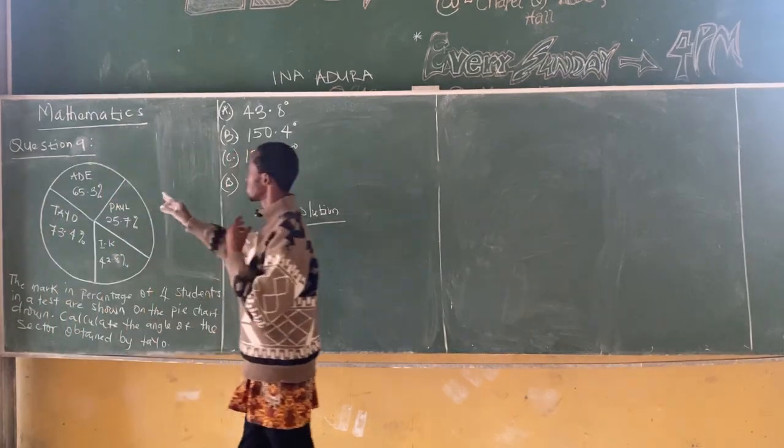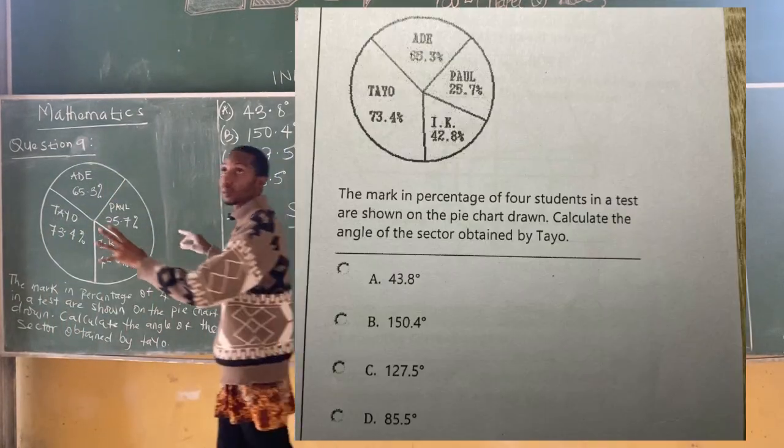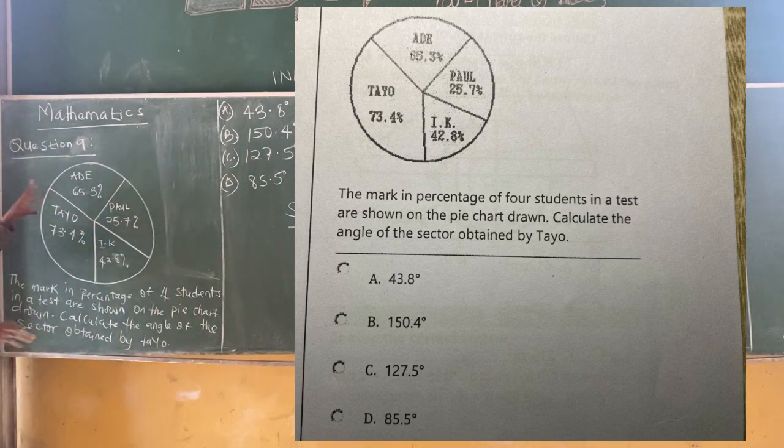Okay. Question 9. Question 9 says, we have a pie chart here. We have the percentage of our day to be 65.3%. We have POR to be 25.7%. We have IK to be 42.8%. We also have TIRE to be 73.4%. The question here says, the mark in percentage of 4 students in a test as shown on the pie chart drawn. Calculate the angle of the sector obtained by TIRE. And this is TIRE. We want to know this angle here.